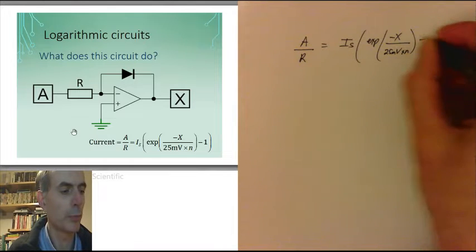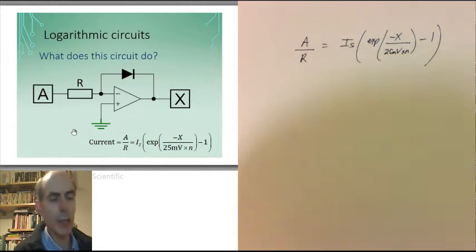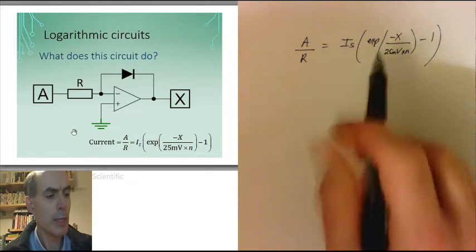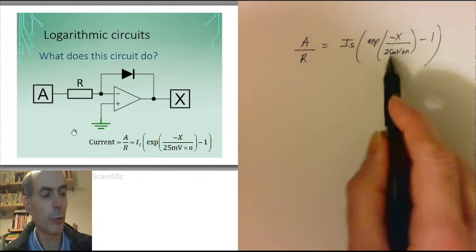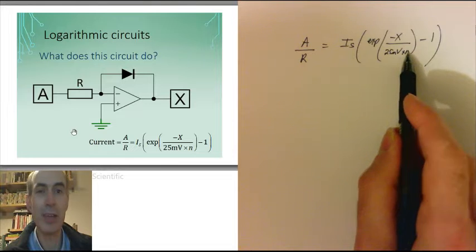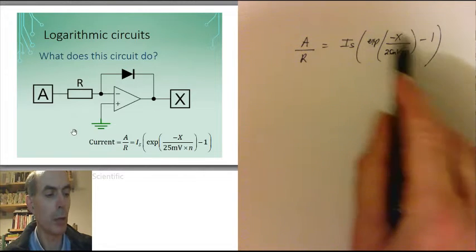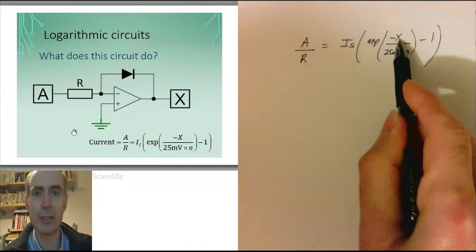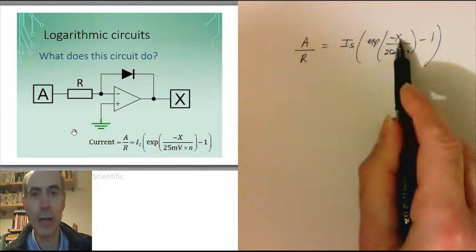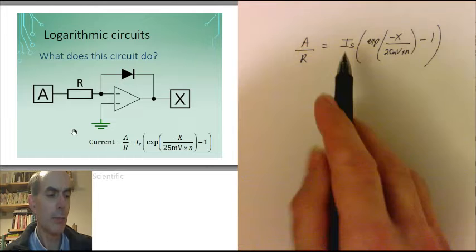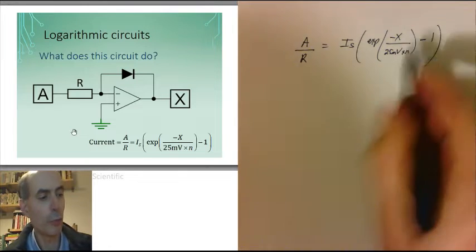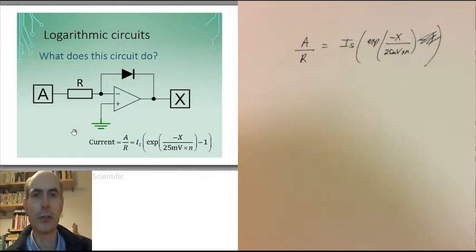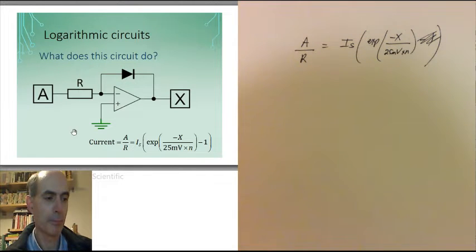n, minus 1. Now, in the case where x is a reasonably large number, e to the power of minus x over 25 millivolts times n is going to be much, much bigger than 1. Remember that x is a negative quantity, so minus x is positive. In these situations, we can afford to neglect the minus 1 and just approximate our circuit behaviour like that.